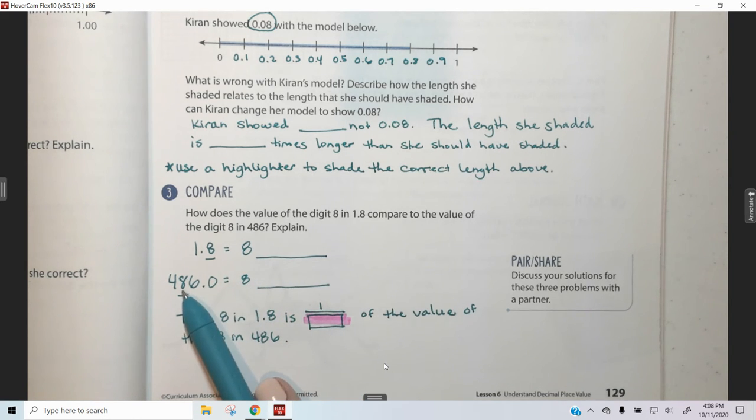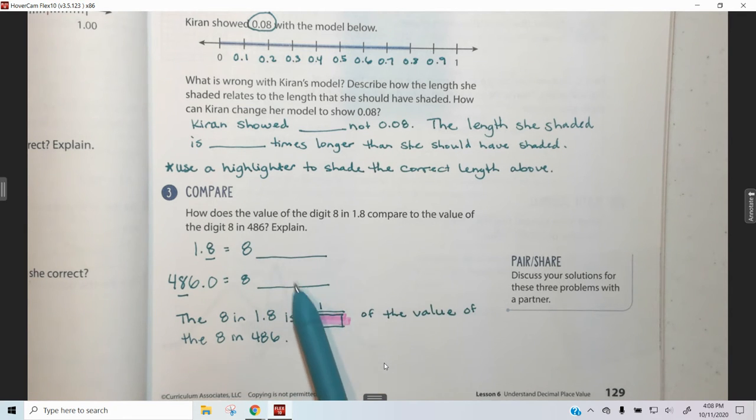Then, what is the value of the 8 in 486? Now, you're not going to write 80. You're going to tell me that it is 8, and then what is the place value of this 8? 8, and it's a number that does not have a THS at the end. Okay, but a word. These are both going to be words. The 8 in 1 8/10 is 1 blank of the value of the 8 in 486.